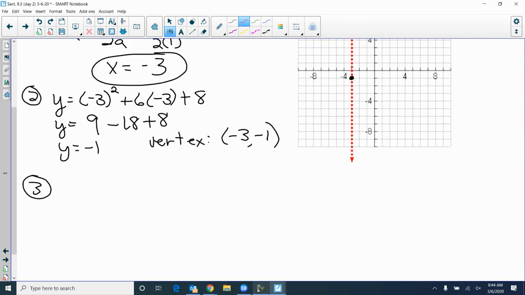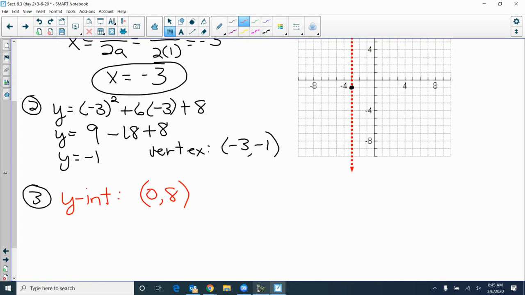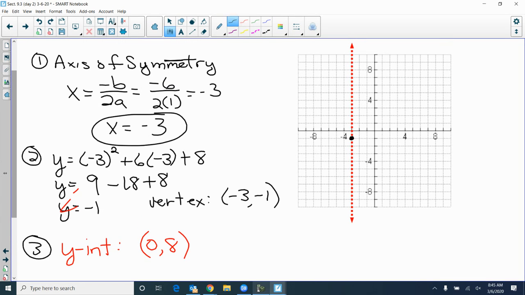So your y-intercept is the ordered pair 0, 8. Or was it negative 8? Positive 8. And now what's it say? Find the y-intercept. You can plot that point as well, 0, 8.